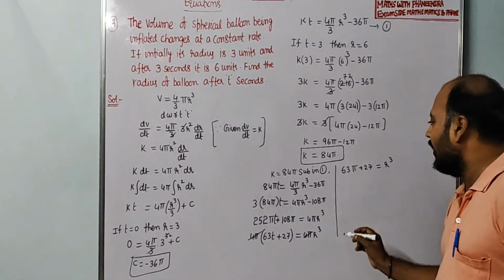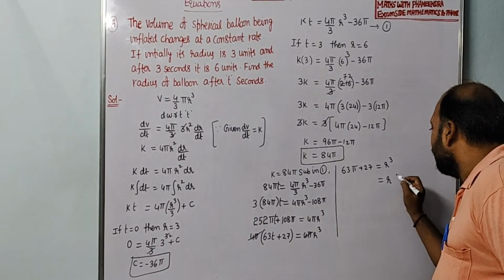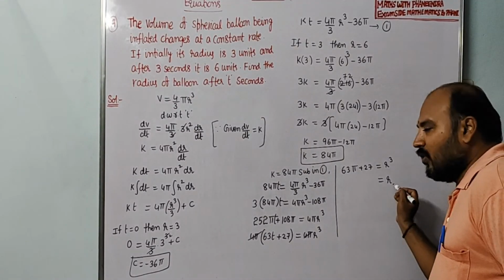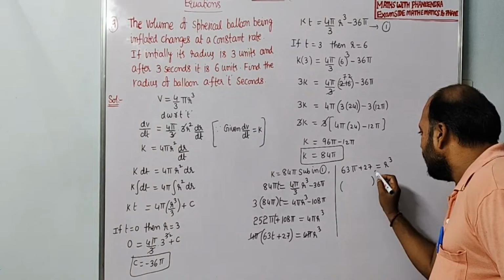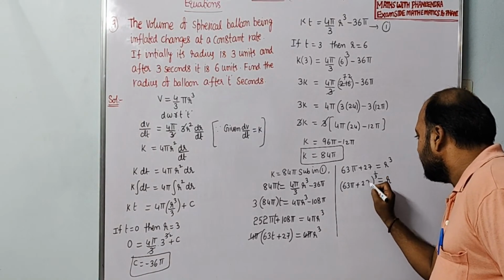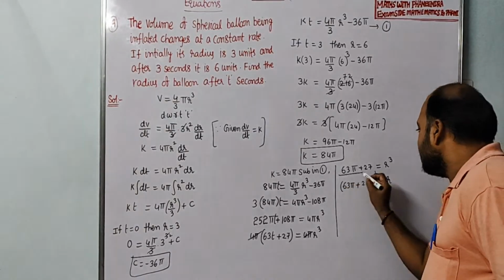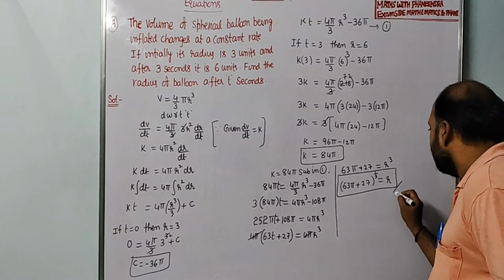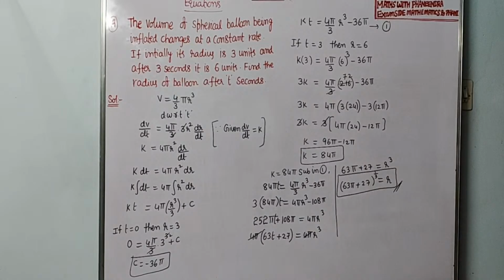They are asking to find r value. So if you want r value, we can raise the power to 1 by 3. So 63 pi plus 27 whole power 1 by 3. This is the required r value. I hope everyone understands. This is the way you can do that.